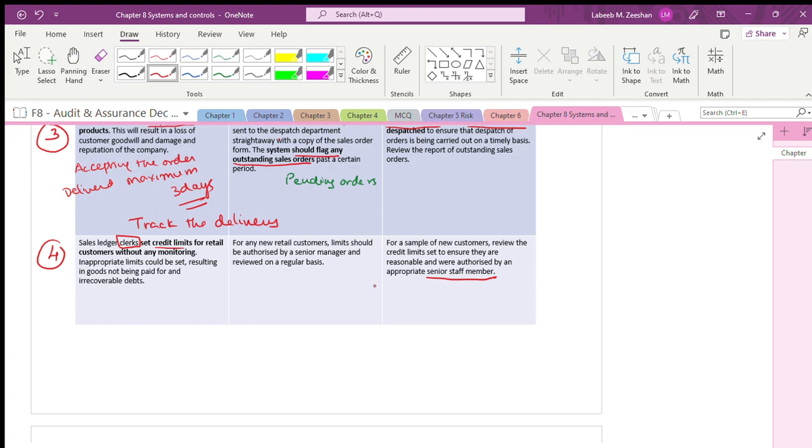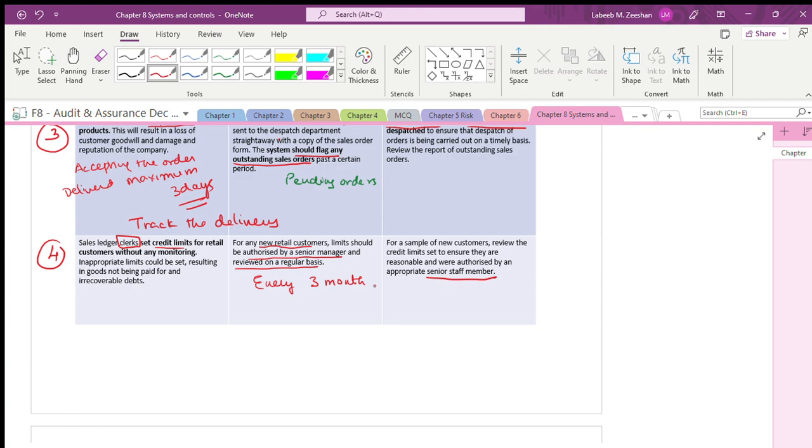For any new retail customers, limits should be authorized by whom? Limits should be authorized by the senior manager, and they have to be reviewed on a regular basis. That's very important. Every 3 months. You cannot say that this one customer's creditworthiness will be there for a lifetime. No. Creditworthiness of the customer will be reviewed on a monthly basis. Automatically, if there is any plus or minus, it can be removed or upgraded.